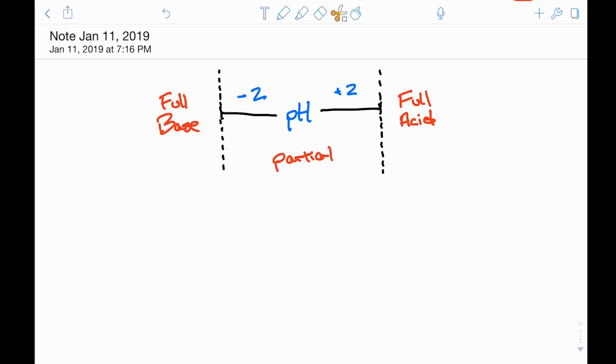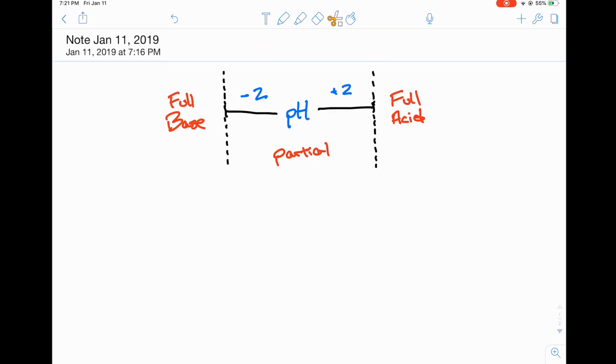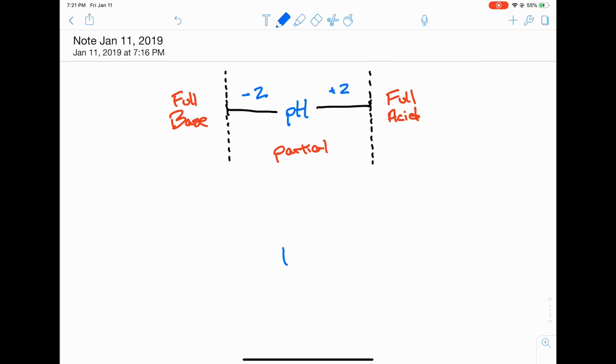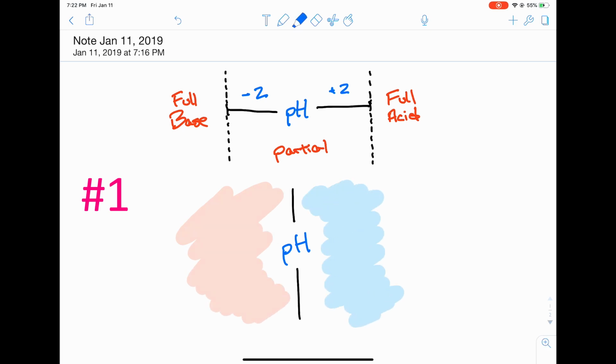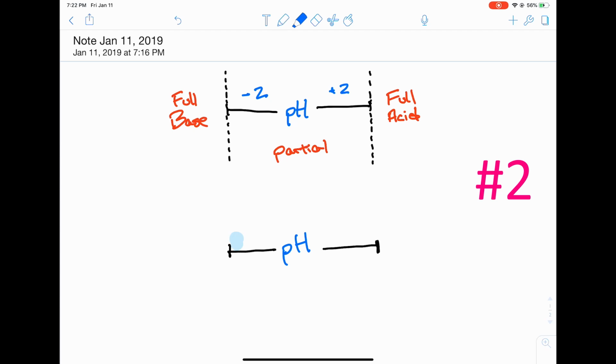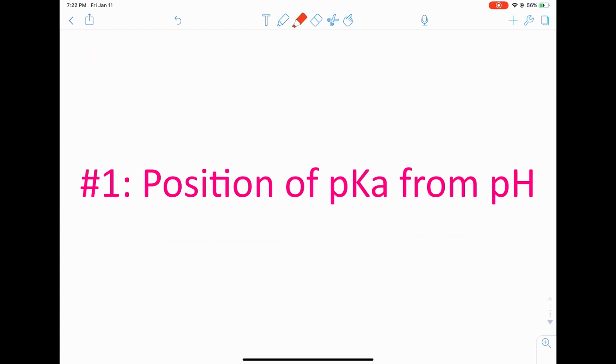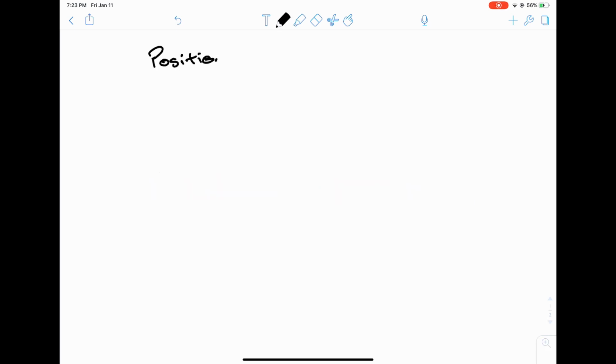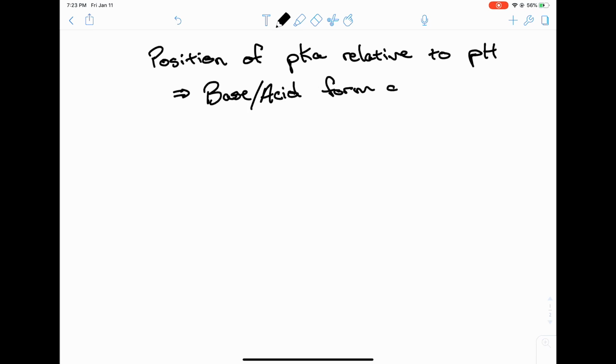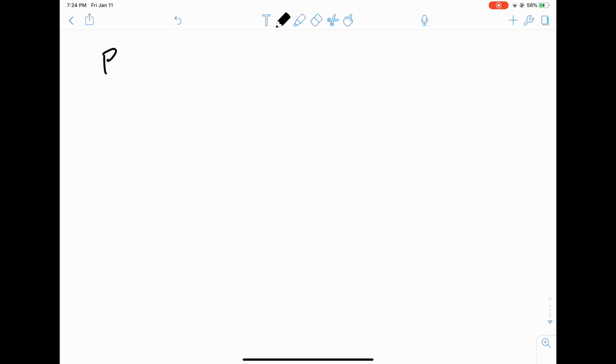So when comparing pH and pKa using this method, there are two variables you need to consider. Number one is which side of the pH is the pKa value on, and number two is how far is the pKa from the pH value. Beginning with the first point, the position of pH and pKa is a way to determine which form the species you are analyzing is. So to understand what I mean, we need to first quickly review the concepts of pH and pKa.